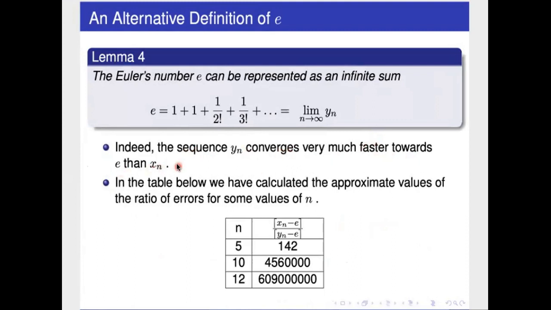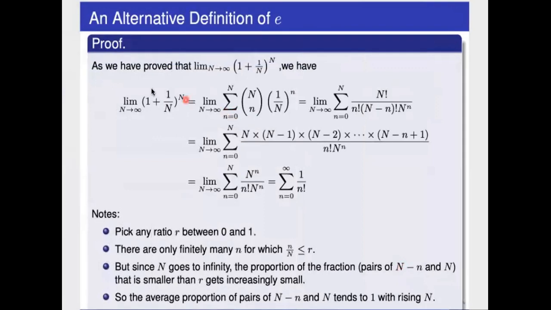In the table below we have calculated the approximate values of the ratio of errors for some values of n, as we have previously proven that the limit of the expression 1 plus 1 over n raised to the power of n as n approaches infinity is equal to e. We can show that it is also equal to the limit as n approaches infinity of the sum from n equals 0 to infinity of 1 over n factorial.